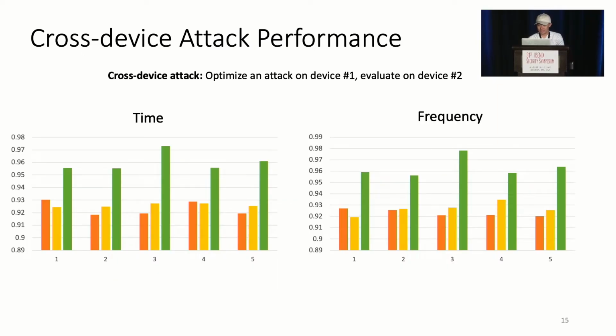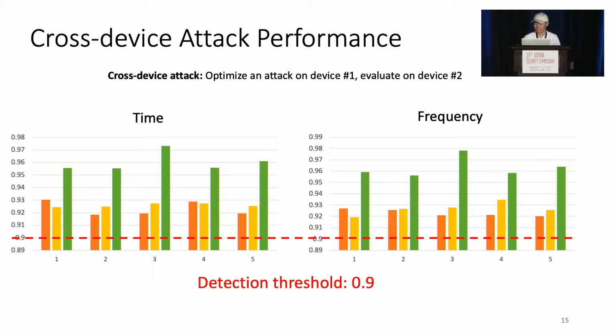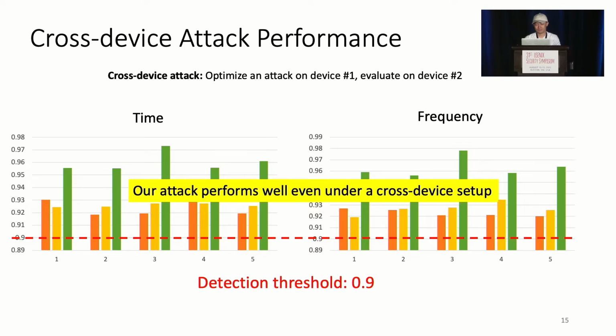Next, we make it more challenging for the attacker. So the attacker optimized the attack on device 1, but evaluated on device 2. It can be seen from the results that the scores are slightly lower, but they're still acceptably high and also above the detection threshold. So this means that our attack can perform very well under a cross-device setup.